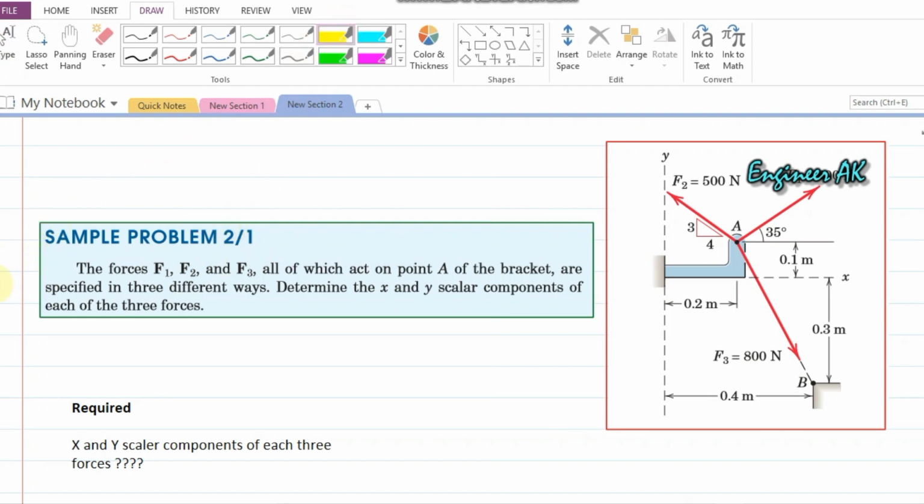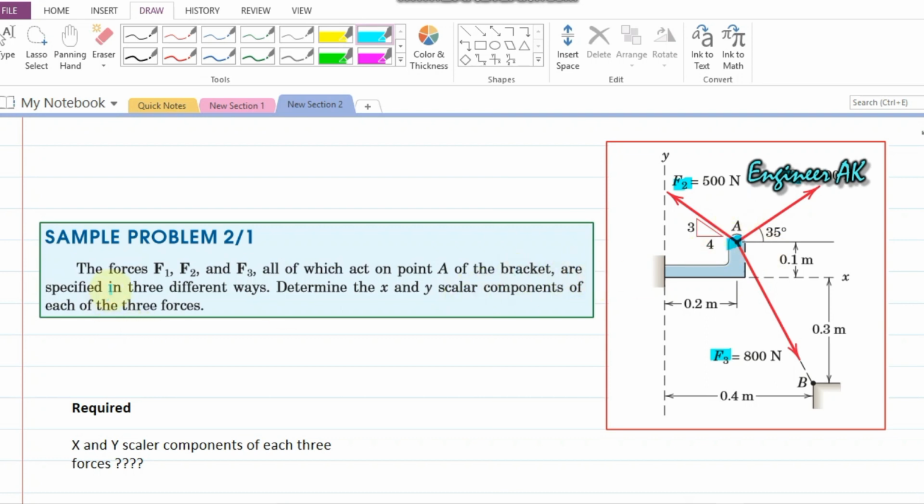So in the question they say that the forces F1, F2 and F3, as they are mentioned here, F1 here, F2 here and F3 this one, all of which act on a point A. They are acting on this point A. You can see here, they are concurrent and coplanar forces. They are concurrent because they are meeting at the same point, and they are coplanar because all these forces are in the XY plane.